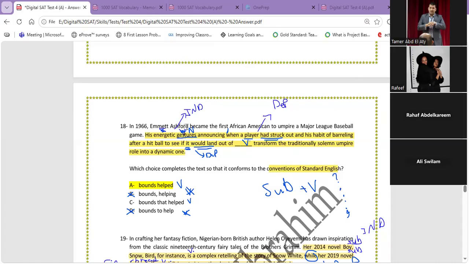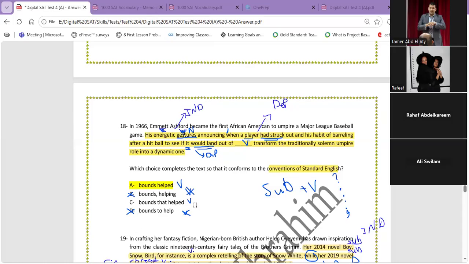So now we have a subject without a verb. Then a dependent with "when," a subordinate conjunction. Then another dependent with "if," out of bounds. So where's the verb of this sentence? His energetic gesture. So we need a verb. We need a verb. So cancel B and D.